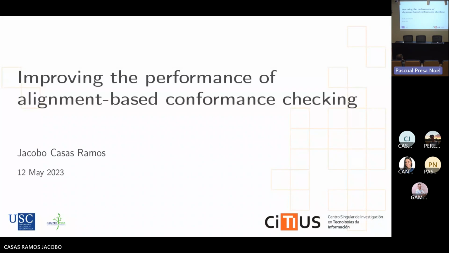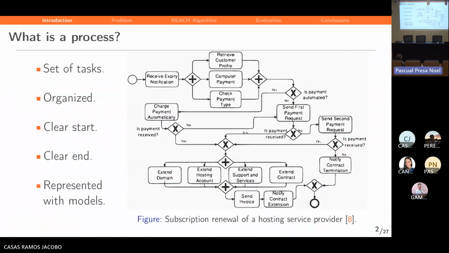How we improve the performance of alignment-based conformance checking. And in order to speak about conformance checking, I have to first explain what is process mining and what are processes, because conformance checking is one of the areas of process mining. So a process is simply a set of tasks or activities. They are organized, they have some structure, and have a clear start and a clear end.